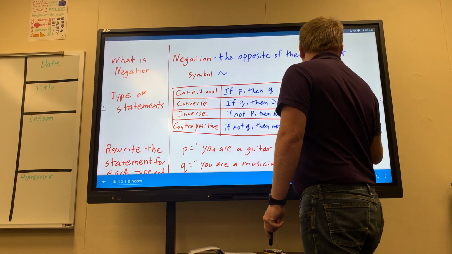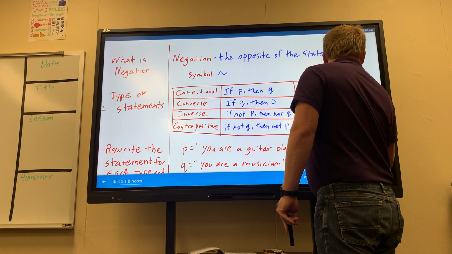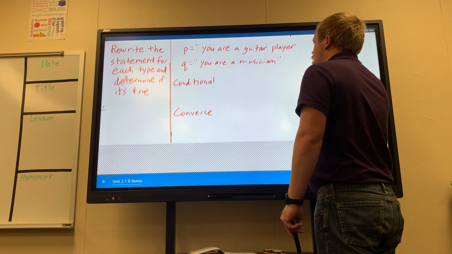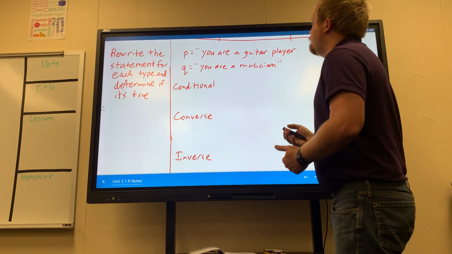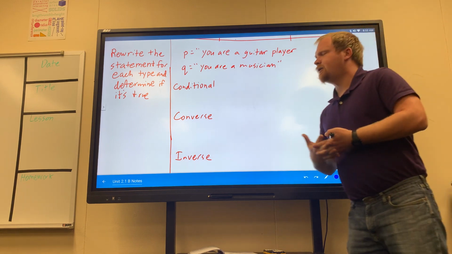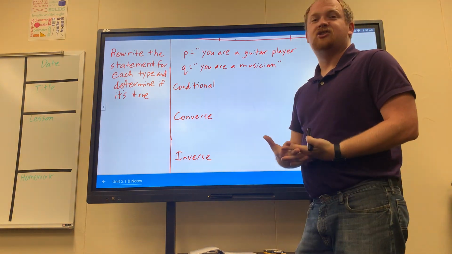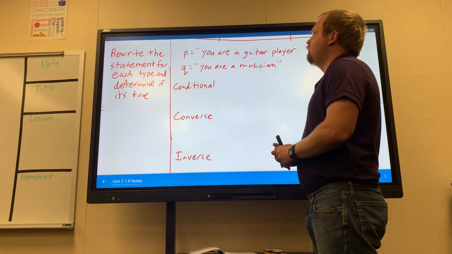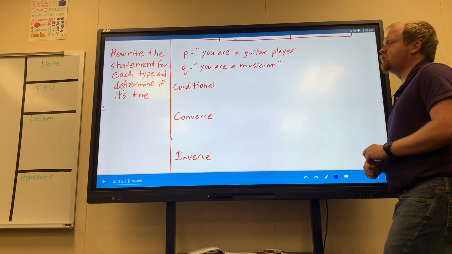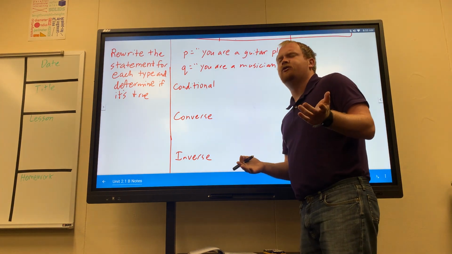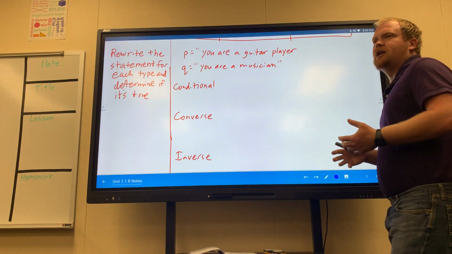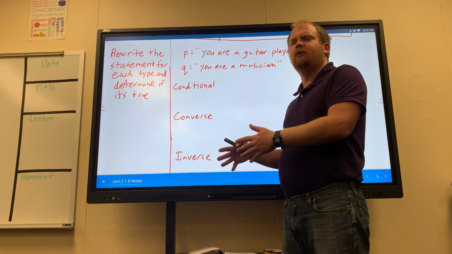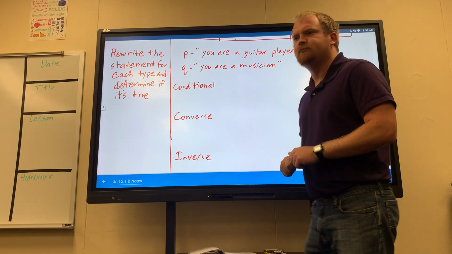And that's what we're going to be talking about right now. Okay? We're going to rewrite the statement. That's our main focus right now. So rewrite the statement for each type and determine if it's true. Okay, so we are going to determine if it's true or not. But again, knowing what our truth table is, we can determine whether or not the statement is true.